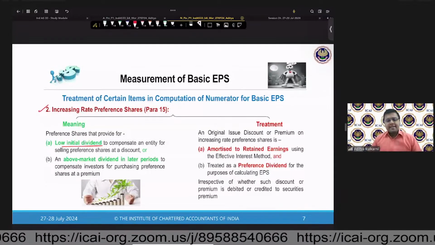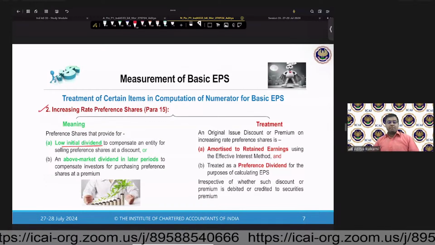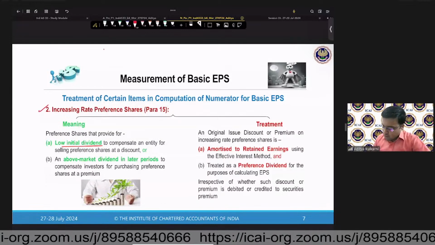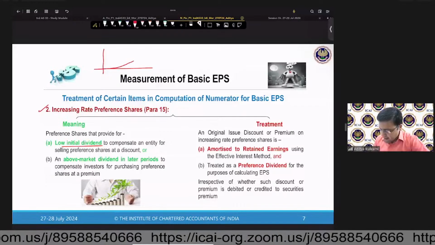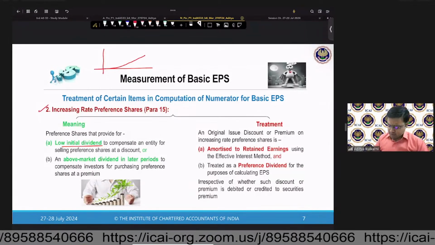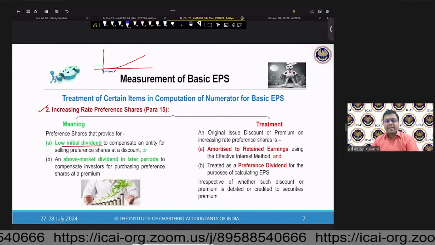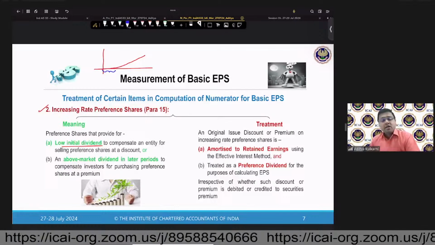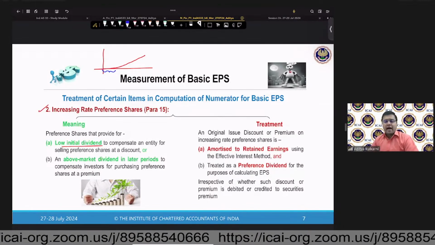Later on, when the entity starts generating profit, we can go for above the market dividends in the later periods, to compensate for whatever dividends I have not paid initially. So if I have to look at the graph, initially there won't be any dividends, but later on your dividends will start to rise. So it is in this period that you essentially do not have any dividend. But in this period, what are you having? The shares themselves get issued at a discount, at a lower price. So this is how we are having your treatment.